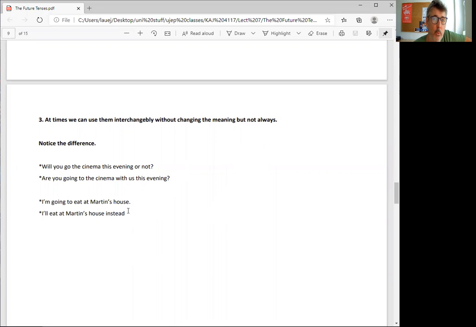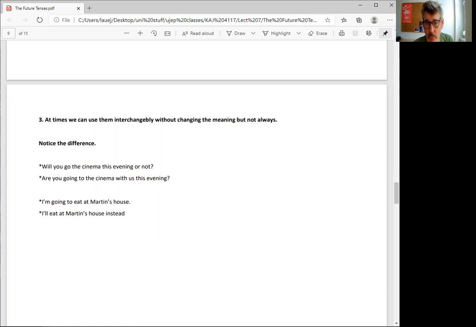But I was going to eat at Boženka's uncle's house in Lovečkovice on Friday. But I just heard that Martin's dad is cooking burritos, so I'll eat at Martin's house instead. I've decided right now. It means I'll eat at Martin's house. And again, these are not big differences.